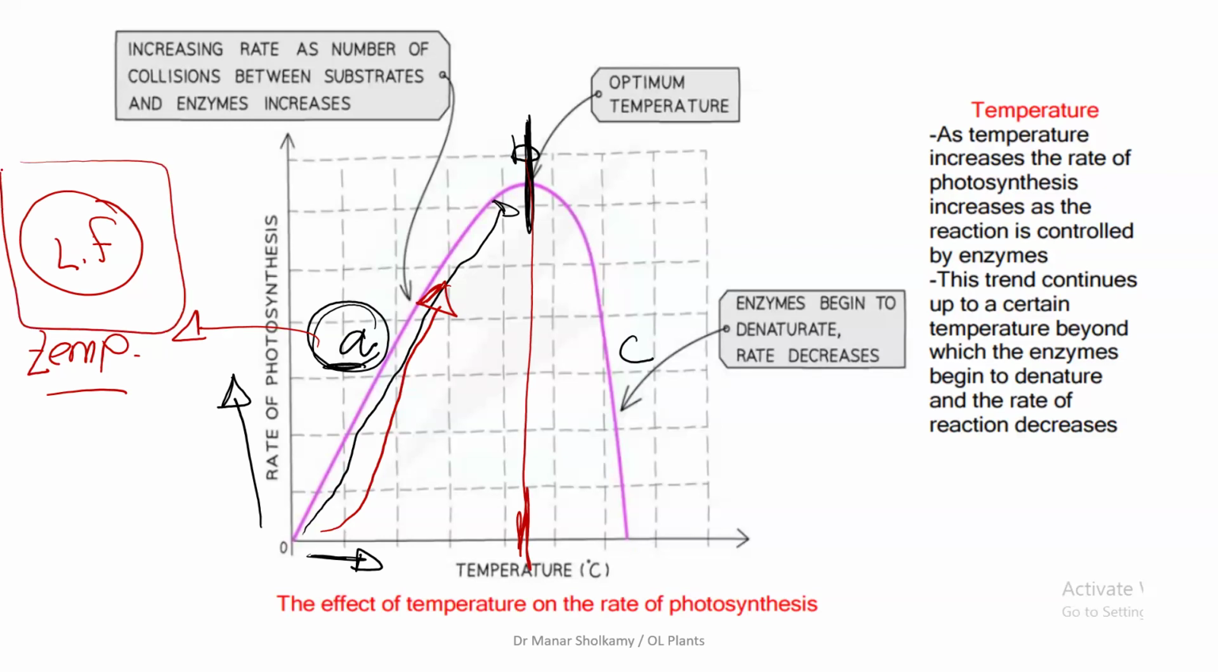And this is actually what they look for when they ask you about this graph relating to plants or photosynthesis. At A, temperature is the limiting factor. Okay? I hope you understand it.